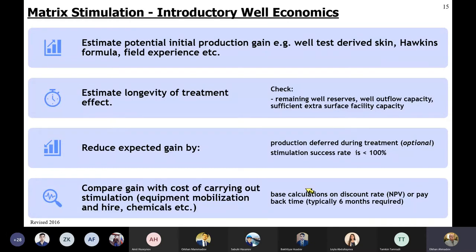And from that point of view, we have to take into account the NPV, or in other words, the money that we are going to spend now to stimulate this well, and how much this money will pay off in, for example, 6 months, in 1 year, and what will be the NPV for this stimulation. Is it expected to be positive or not, based on the incremental production and money spent for this stimulation? Okay. This is the well economics for the matrix stimulation considerations.